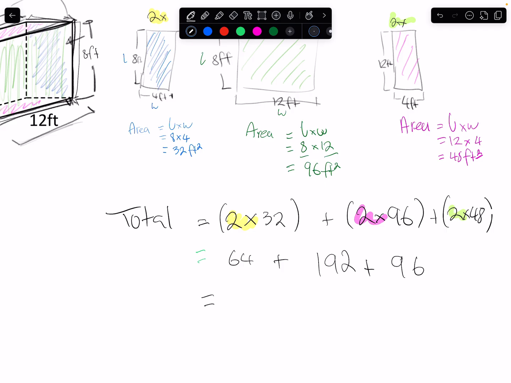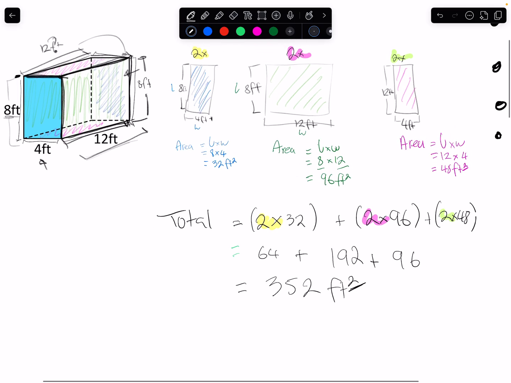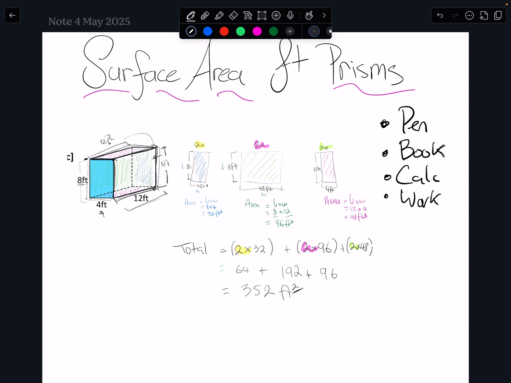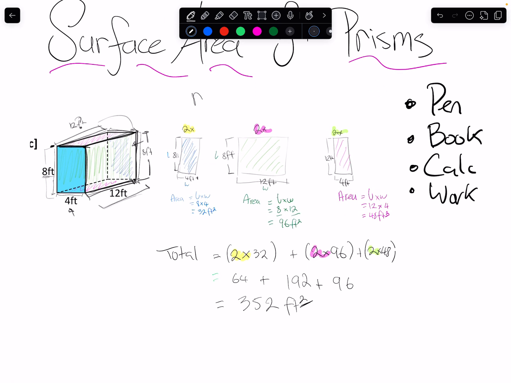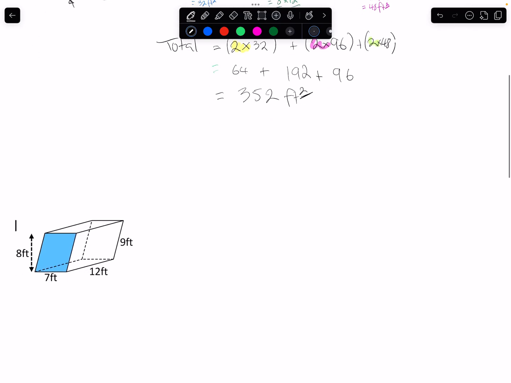Is equal to the addition of these, 96 plus 102 plus 64 is equal to 352 feet squared. Beautiful. First one done. All right. This is a rectangular prism. If you want, you can label it rectangular prism. All right. We'll move on to our next one.